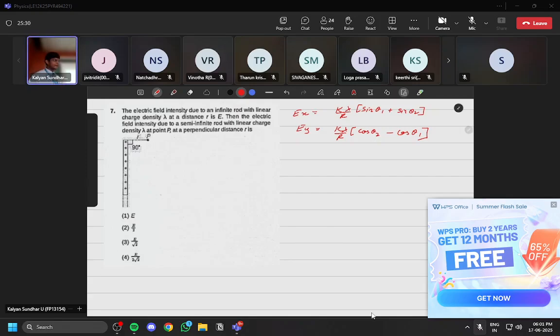For an infinite wire, both thetas are 90 degrees, correct? At 90 degrees the Ey term will not be there, so only Ex will be there. So E for an infinite wire will be 2 times K lambda by R. This is infinite. Now what they have given is a semi infinite wire. One end I can see, the other end we cannot see.